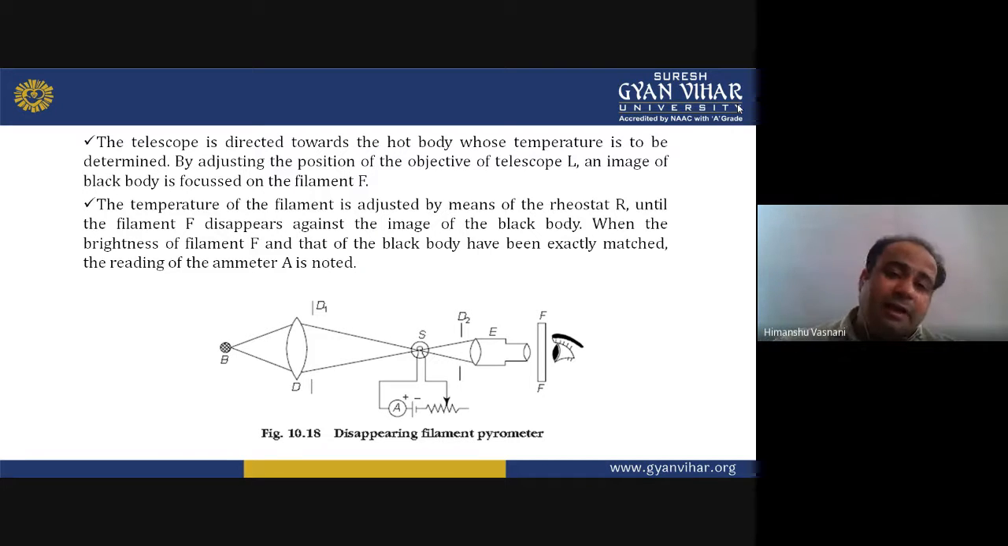When the brightness of the filament F and that of the black body have been exactly matched, the reading of the ammeter A is noted. You can see the ammeter A in the diagram. Their reading is noted at that point, when the brightness of the filament F and that of the black body have exactly matched. You note down the reading.